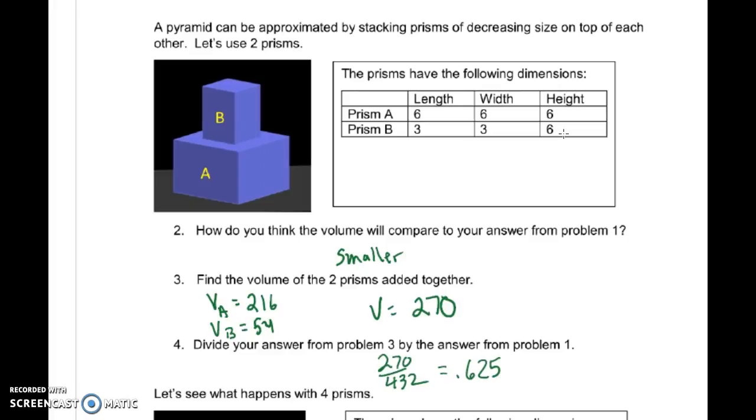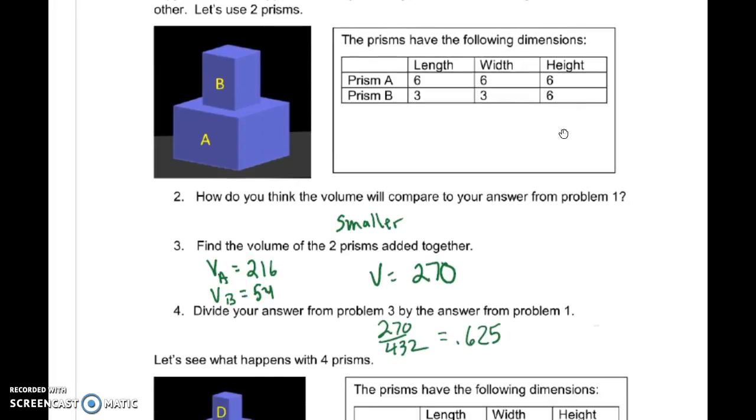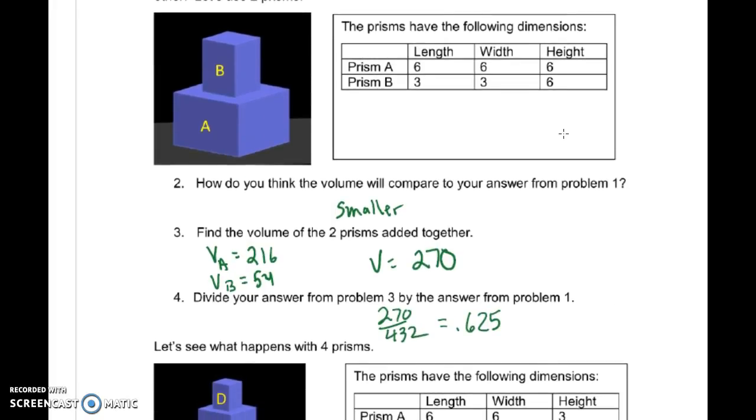We want to know, all right, what's the ratio between this approximation and that rectangular prism that we start with, which we know is going to be a bad approximation because it doesn't look anything like a pyramid. The ratio is 0.625, so about 63%.